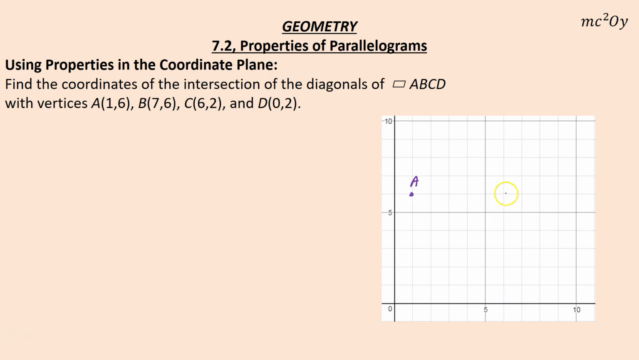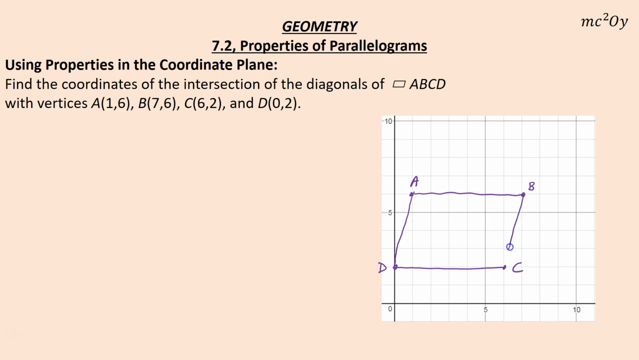And B(7, 6), C(6, 2), and what did I do here? That should have been 7, 6, there we go. All right, and D(0, 2). Okay, so here is my parallelogram.